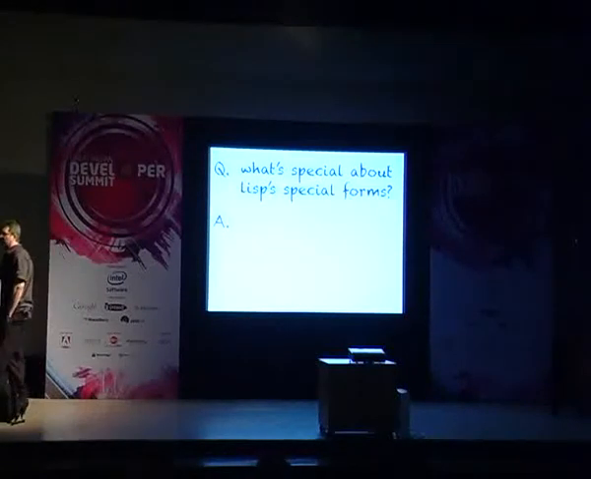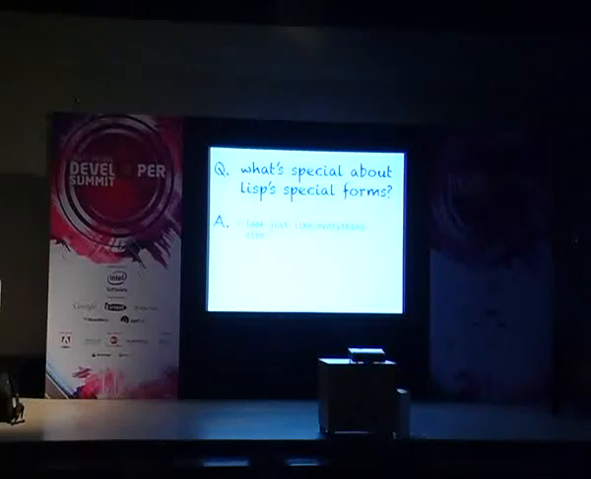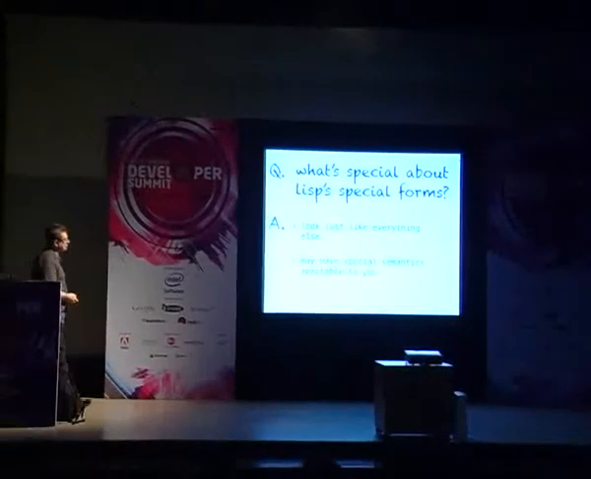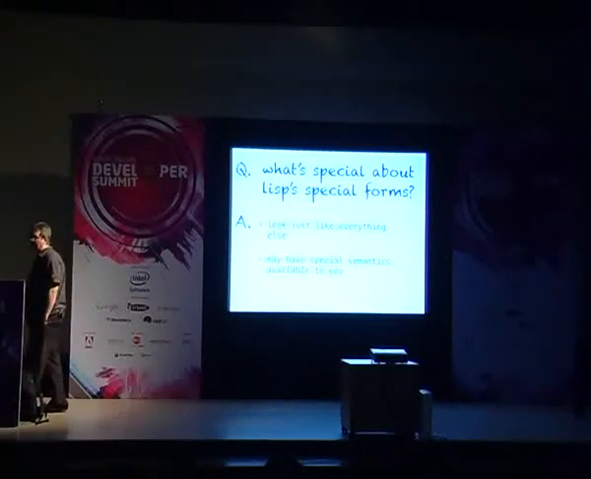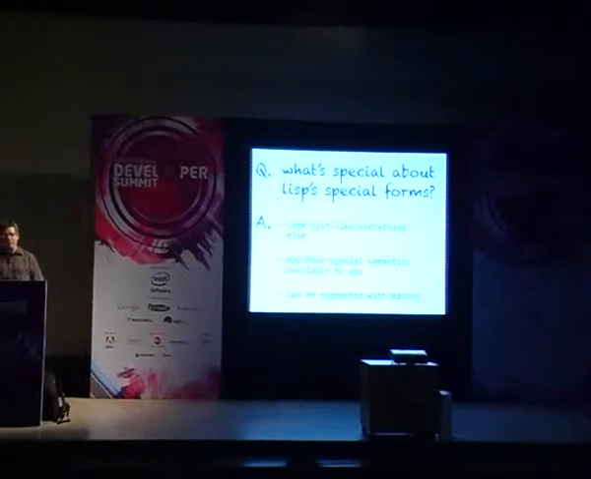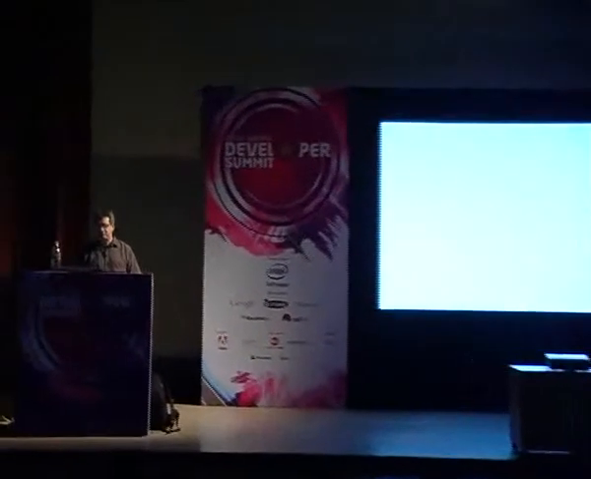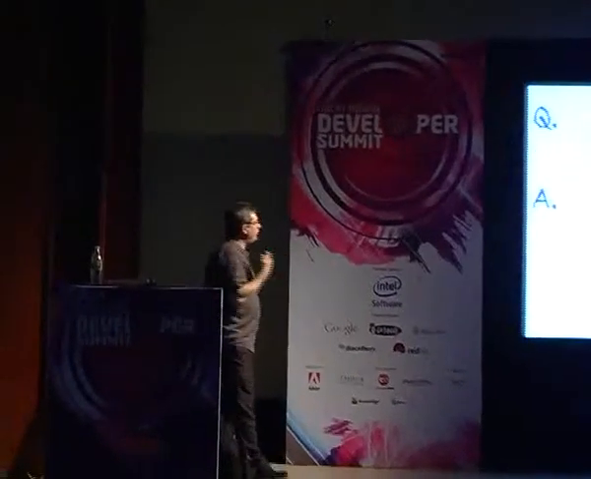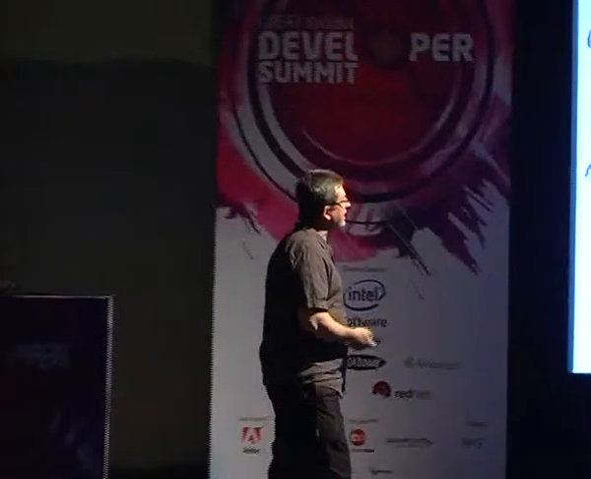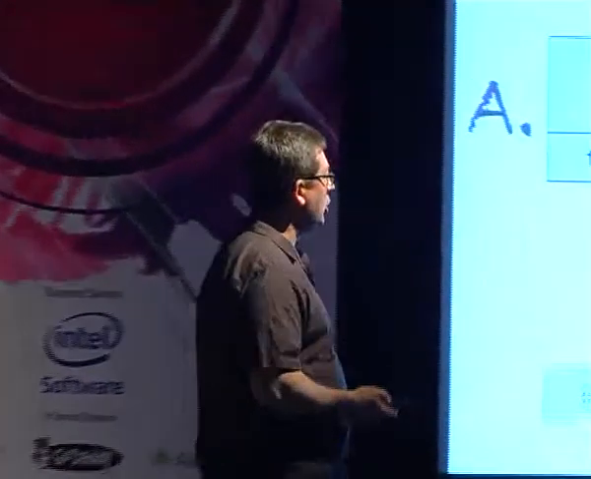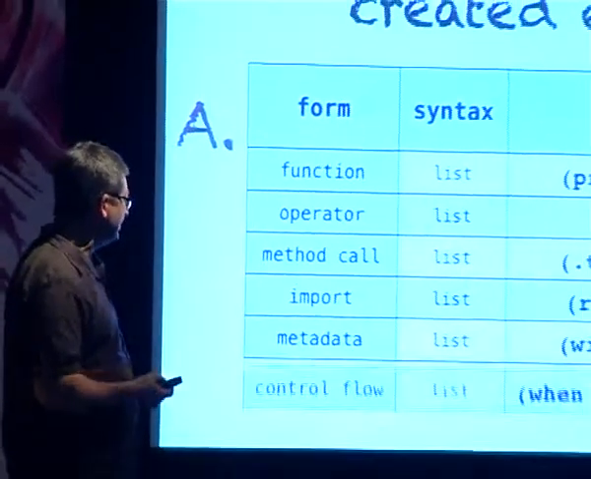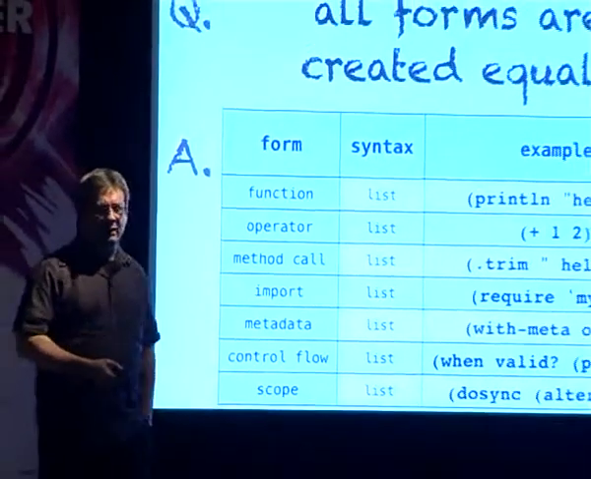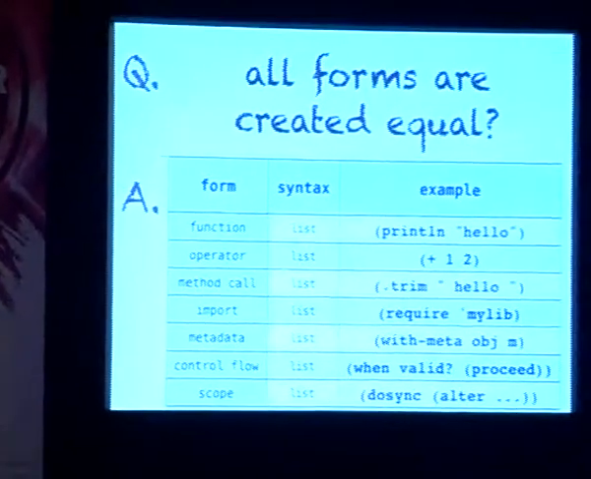Lisp special forms are different from other languages because they look just like everything else. And they may have special semantics available only to you, not restricted to you, but available only to you. And you can augment these guys with macros, which I'll talk about in a second. Notice that all the special forms in Clojure look the same, because a function call is a list, an operator is a list, a method call is a list, an import, well, you get the idea. They're all lists. They all look exactly the same.